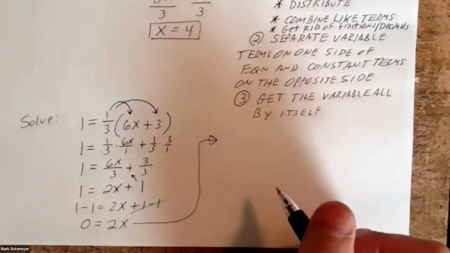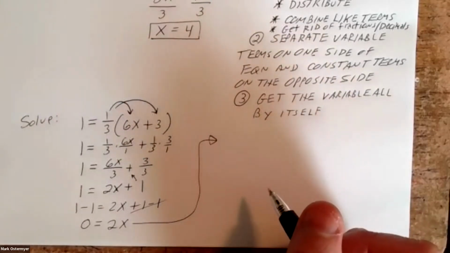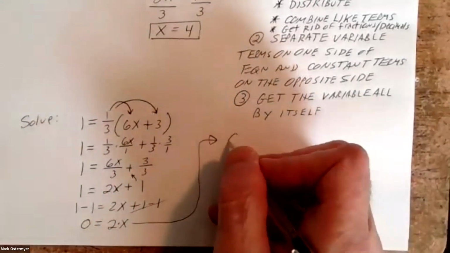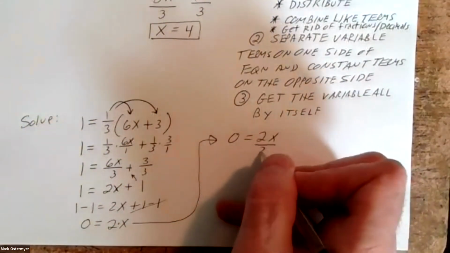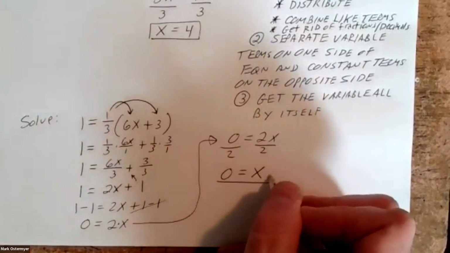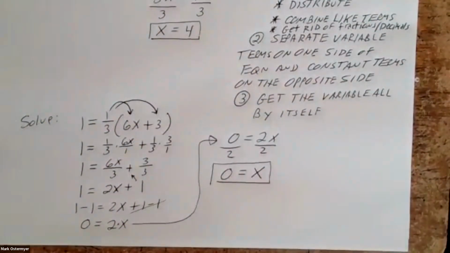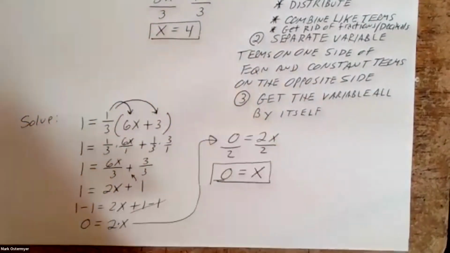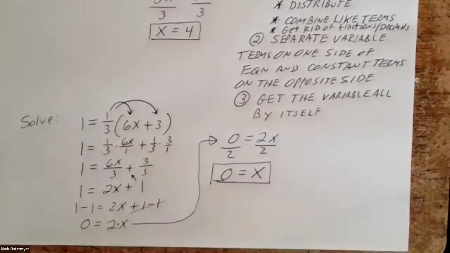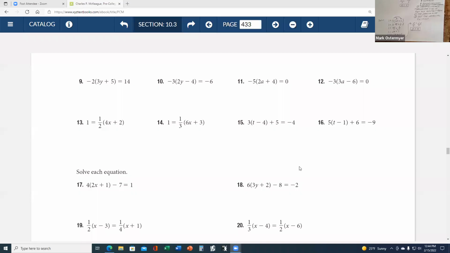Finally, now that we've got the variable terms on one side, constant terms on the opposite side, it's time to get the variable by itself. Since this is 2 times x, we're going to have to divide both sides of our equation by 2. And 0 divided by 2 is 0, and 2x over 2 reduces down to x. Ladies and gentlemen, we have solved that equation for x. Any questions about how we solve that equation for x? All righty.